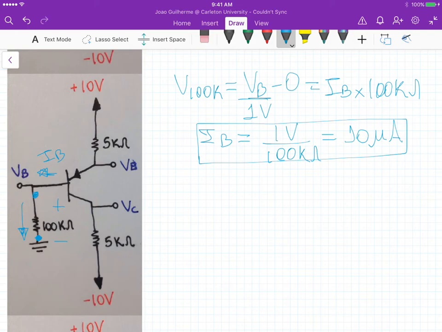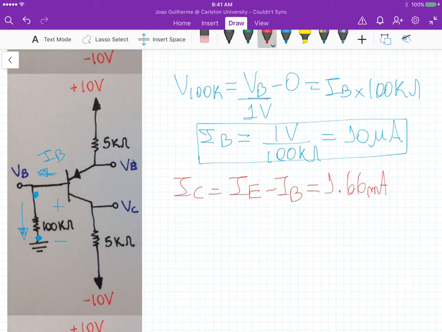Now, we don't know the current at the collector yet, so we can calculate it. The collector current IC is just IE minus IB, which is the same as 1.66 milliamps minus those 10 microamps. IC is equal to 1.65 milliamps.